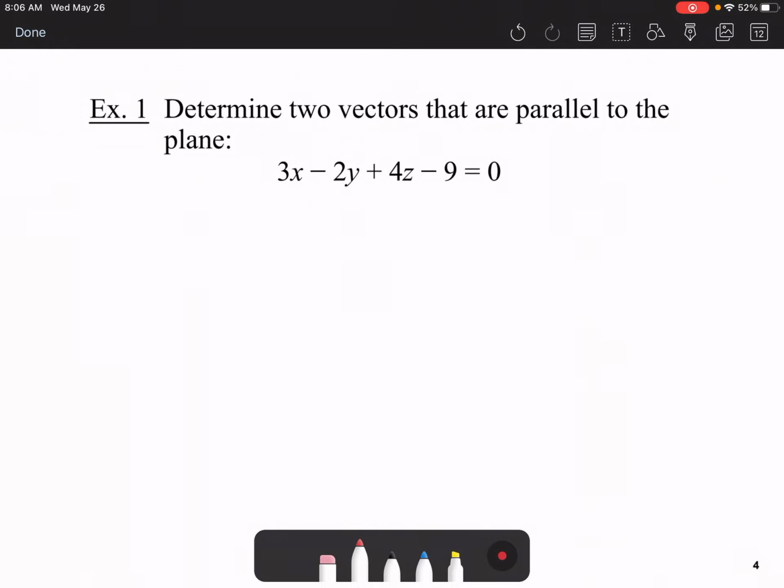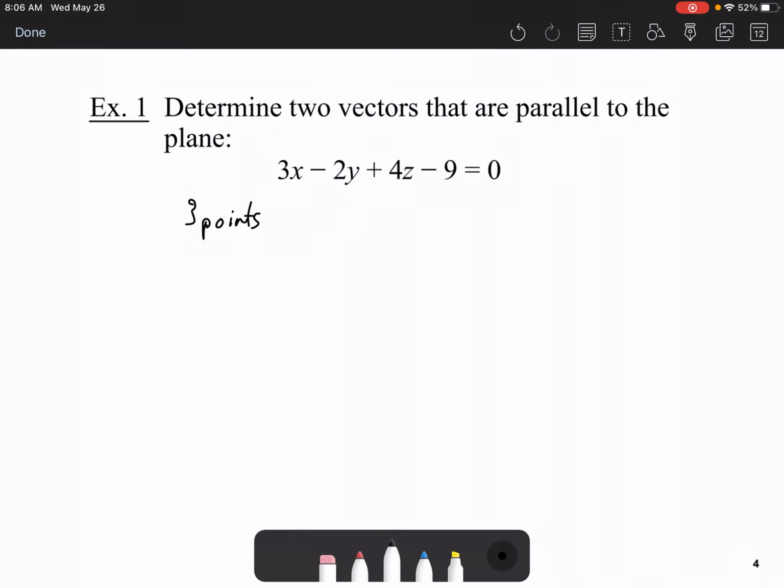So what we're going to do is determine 2 vectors that are parallel to this plane. In order to find 2 vectors that are parallel to the plane, you first need to find 3 different points that sit on the plane.